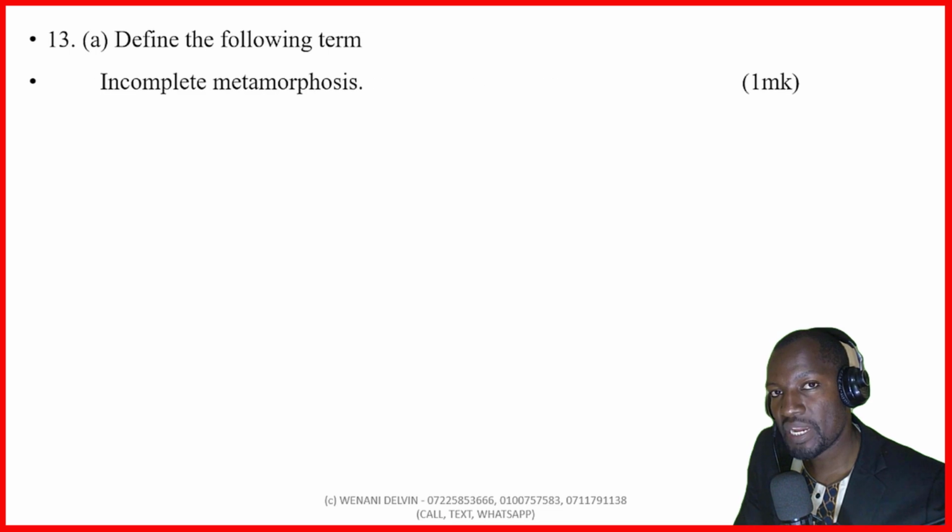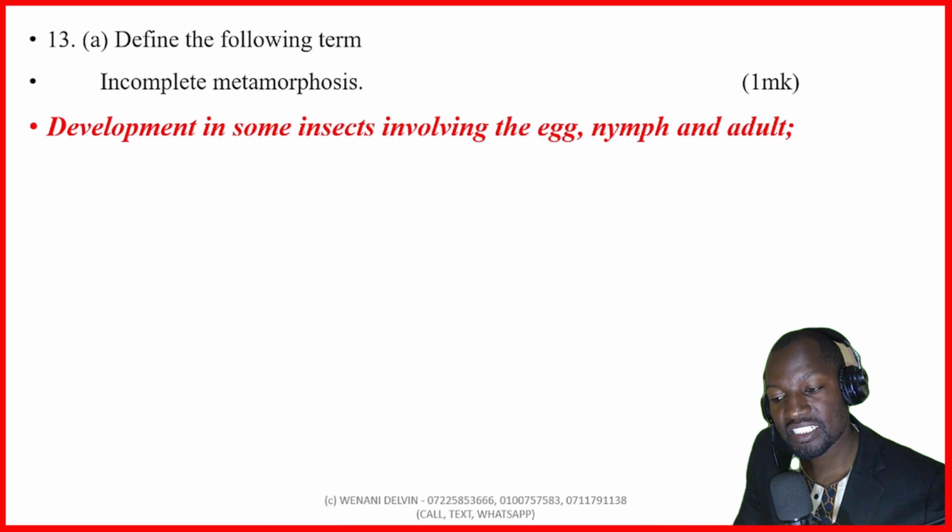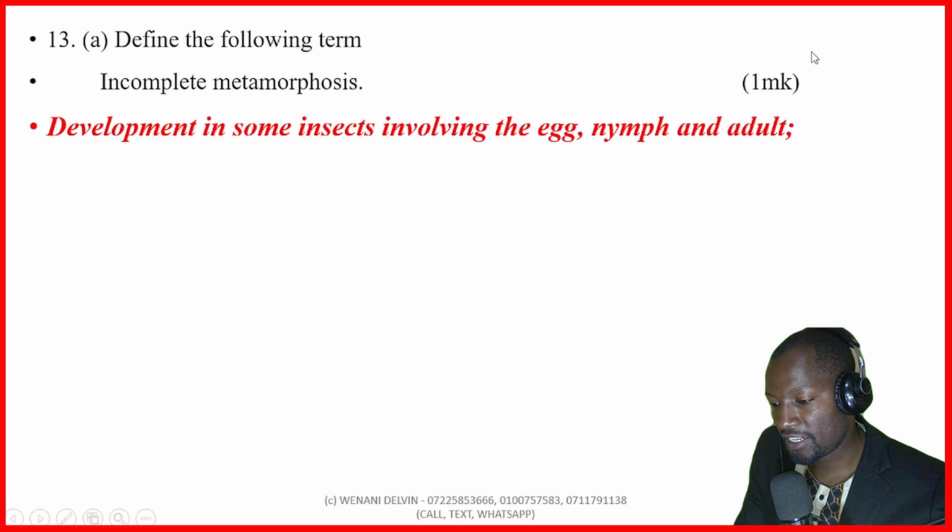Question number 13. Define the term incomplete metamorphosis. Incomplete metamorphosis is development in some insects involving the egg, nymph, and adult.